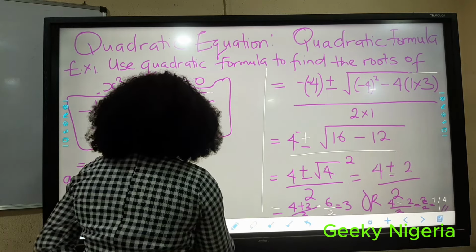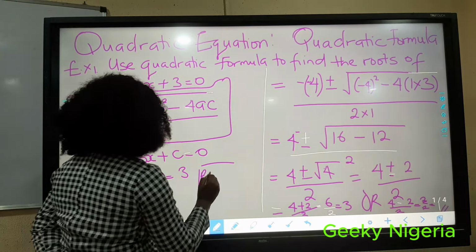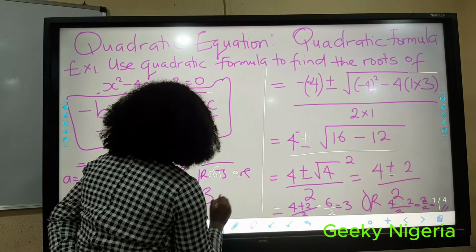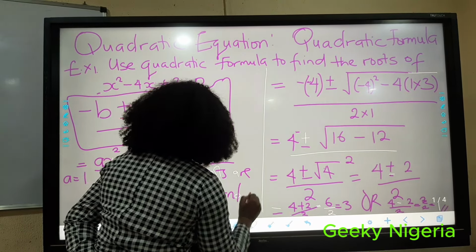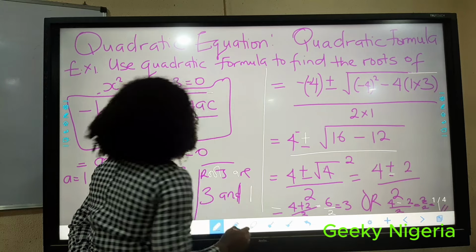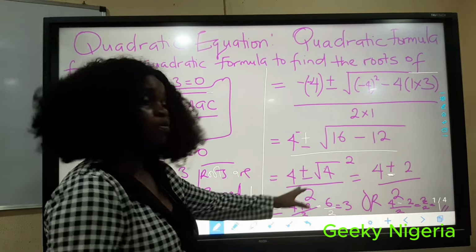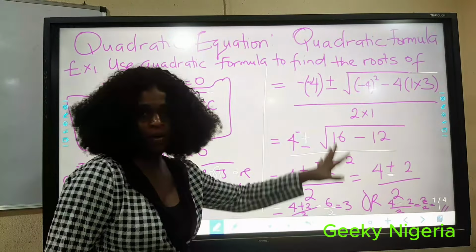So it means our roots are 3 and 1. So this plus or minus was what informed us with either 4 plus 2 or 4 minus 2.